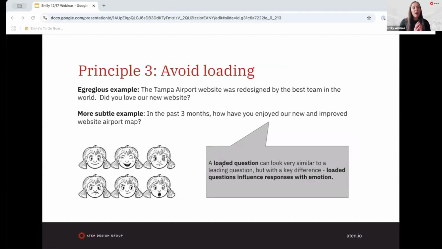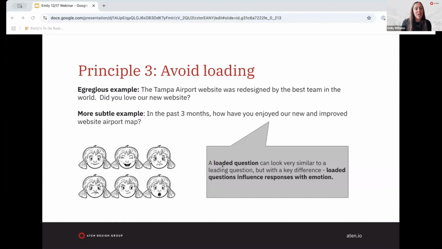Principle 3, avoiding loading. Loading and leading are very similar. And obviously, I'm not going to give you a quiz at the end of this, so it's not super important that you remember whether it was leading or loading. It's just important to remember that you can unintentionally bias the results of your survey by either pushing the user in a direction or infusing something with emotion, and that is loading.